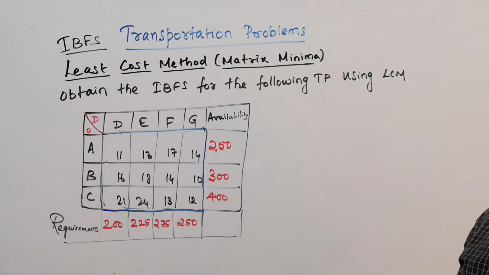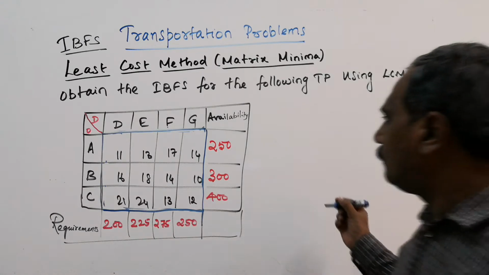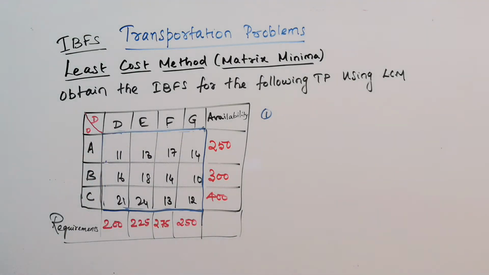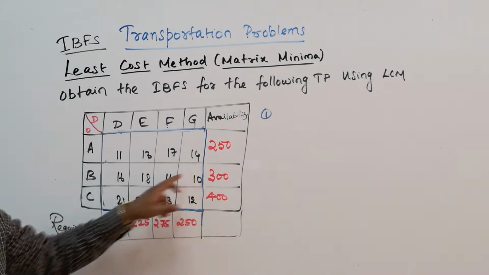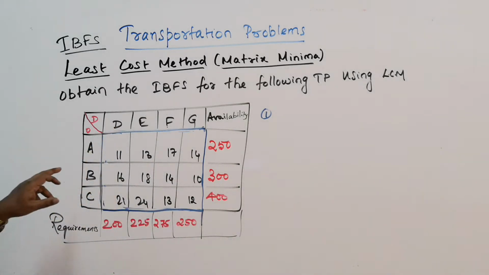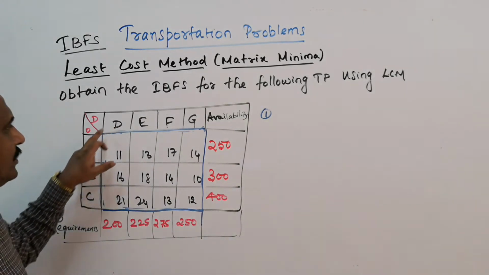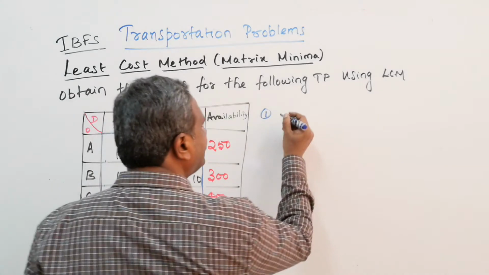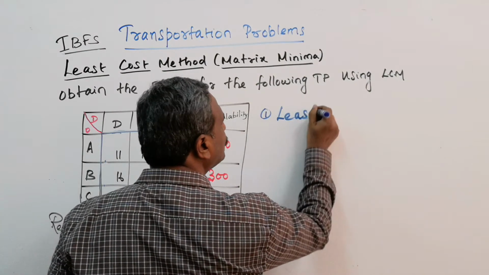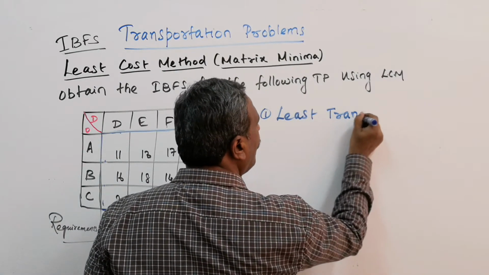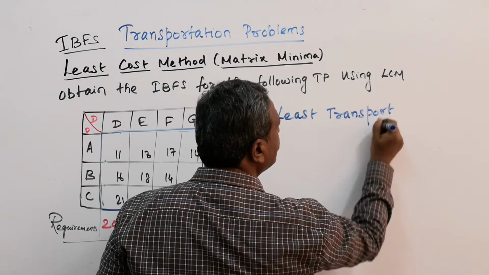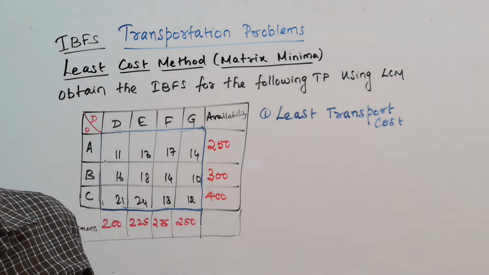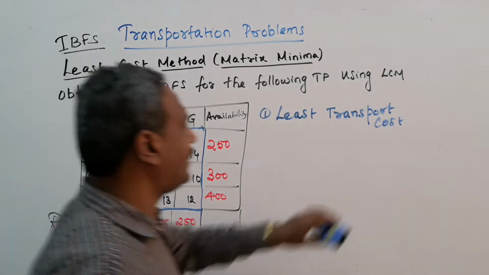What is the meaning of least cost method? What are we going to do? First and foremost, from the cost matrix, the 11, 13, 17, 14 and so on, this is called the cost matrix, the transportation cost from the origin to the destination. From the cost matrix, I am going to select the least transportation cost.